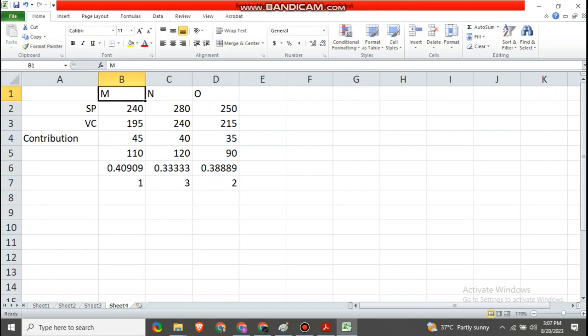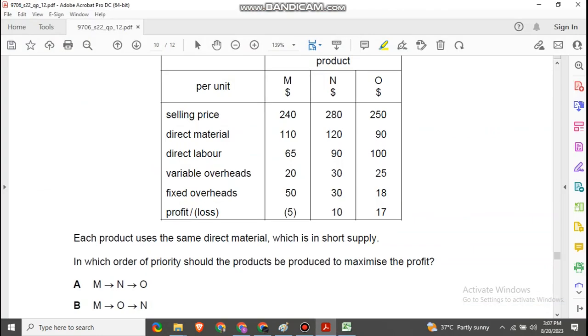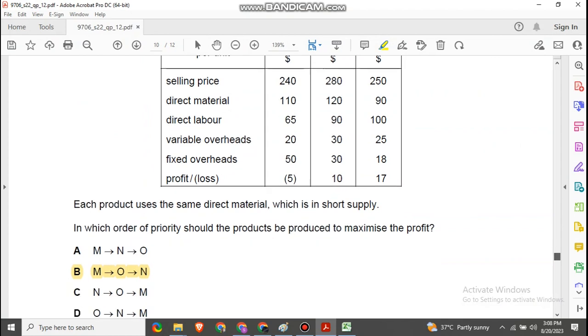We should produce M first, and if any inventory or material is left, then O, and then last one N. So this is the sequence or priority in which we produce the product. M-O-N, mon, Monday, mon. So yeah, this is the correct option. Number B is my correct option. M-O-N.